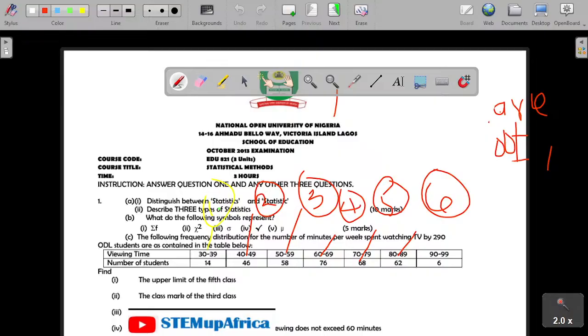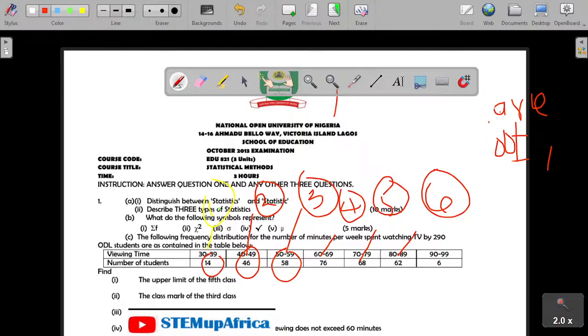Question Roman figure 5. It says find the percentage of students whose weekly viewing does not exceed 60 minutes. So, how many students view from 30 minutes to 60 minutes? 30 to 39 is within 60 minutes. 40 to 49 is within 60 minutes. 50 to 59 is within 60 minutes. But 60 to 69 has gone beyond 60 minutes.